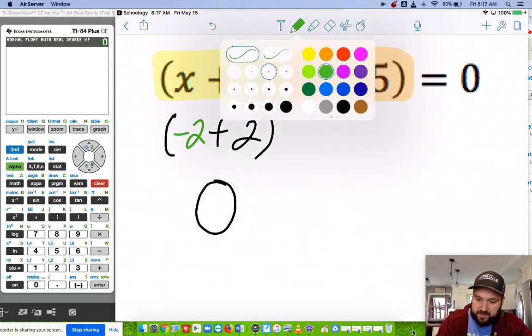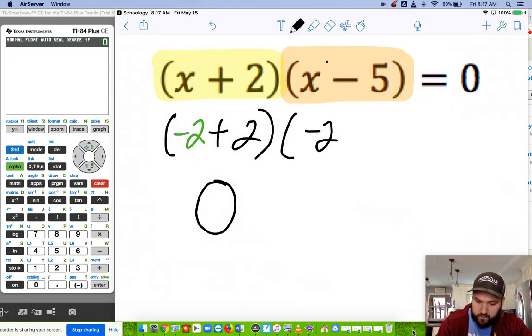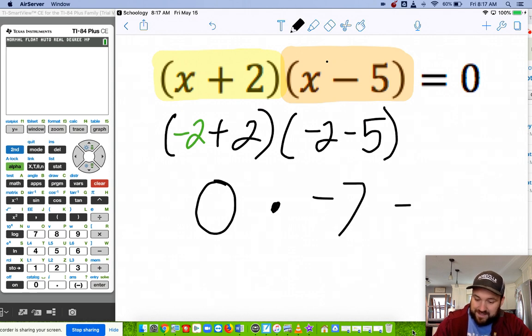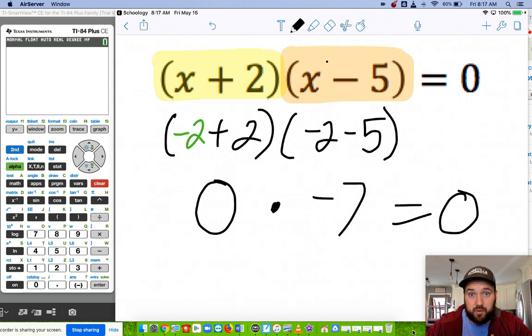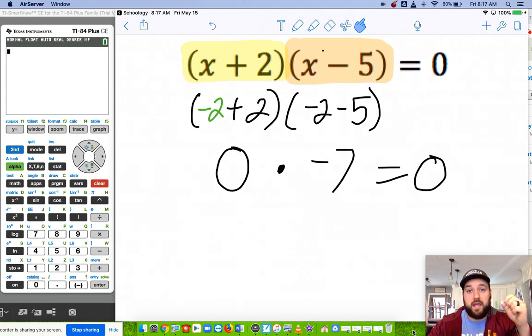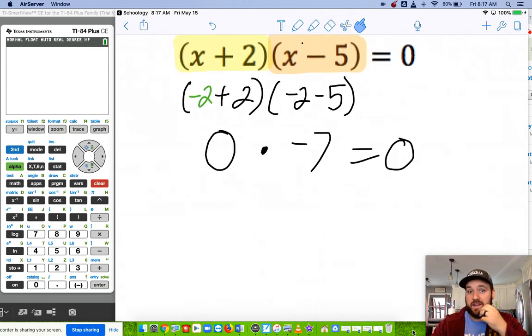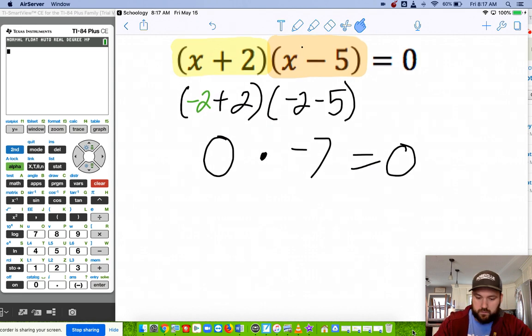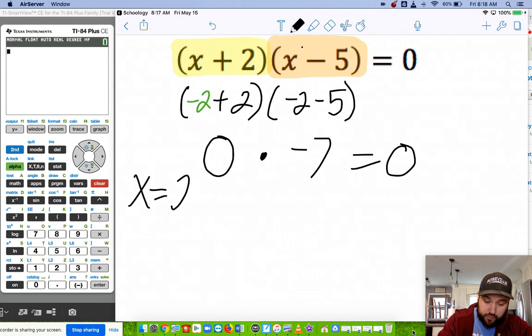Now, if I did that in the second set of parentheses as well, I'll get -7. But that doesn't matter. It doesn't matter what the second number is because the first number was 0, right? Like, as long as one of the two numbers I'm multiplying together is 0, I know the answer is going to end up being 0. So one of the solutions to this equation, a value I can replace x with to make the equation true, would be -2, right? So that is one number, or one solution, or one answer to this equation.